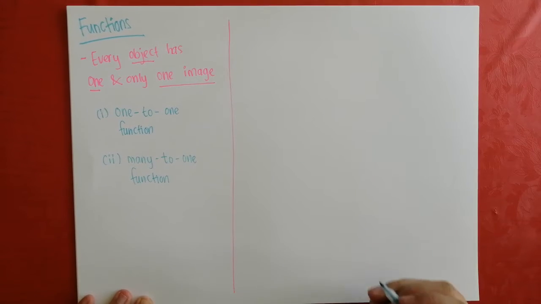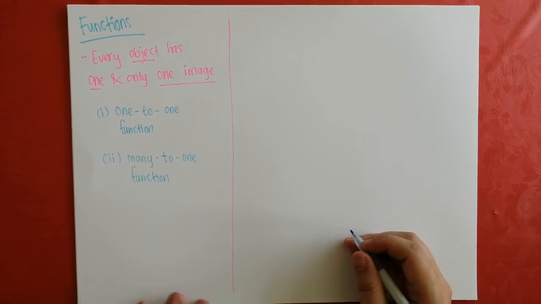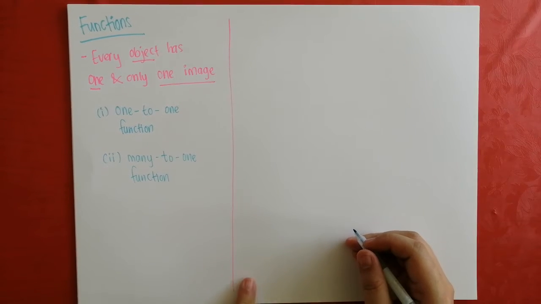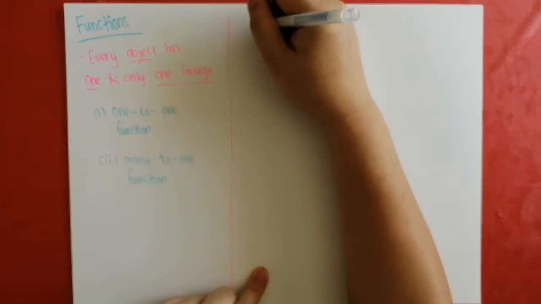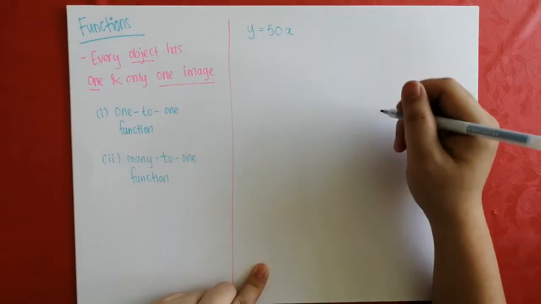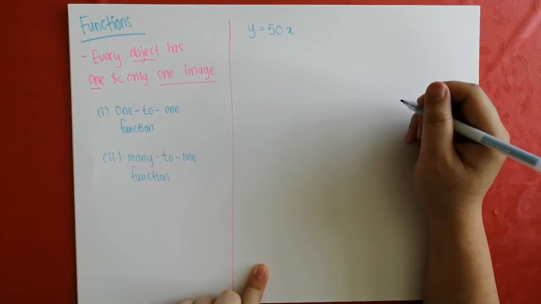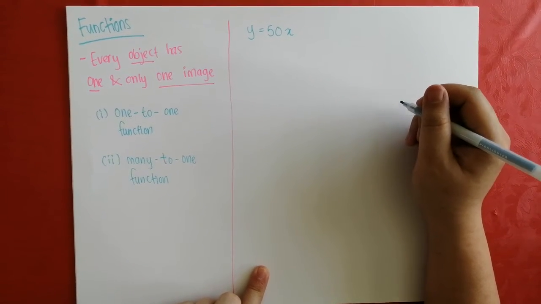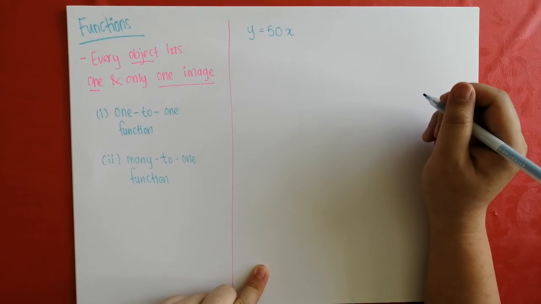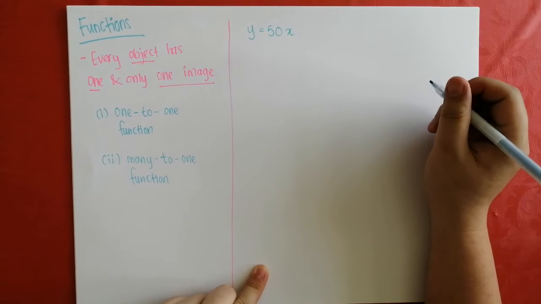So let's look at some function notation. How do we express a function? In an example, we can have y equals 50x. That's the example that's been given. This means that y represents the number of pages, and x represents the number of hours passed. So therefore we can say that y is actually a function of x.